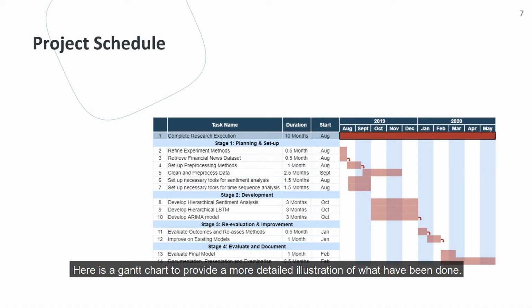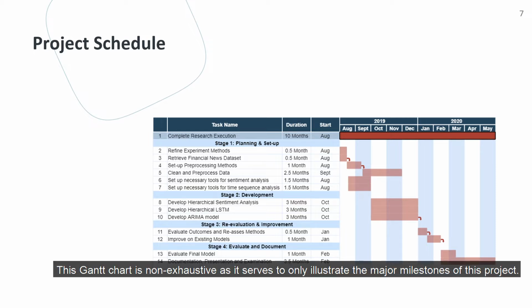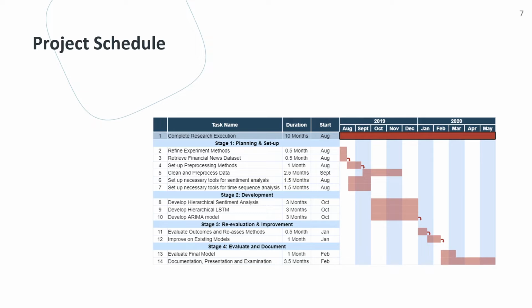Here is a Gantt chart to provide a more detailed illustration of what has been done. The project spanned across from August 2019 to May 2020. This Gantt chart is non-exhaustive as it serves to only illustrate the major milestones of this project. If you are interested in the details, you are welcome to pause the video right here and take a good look.